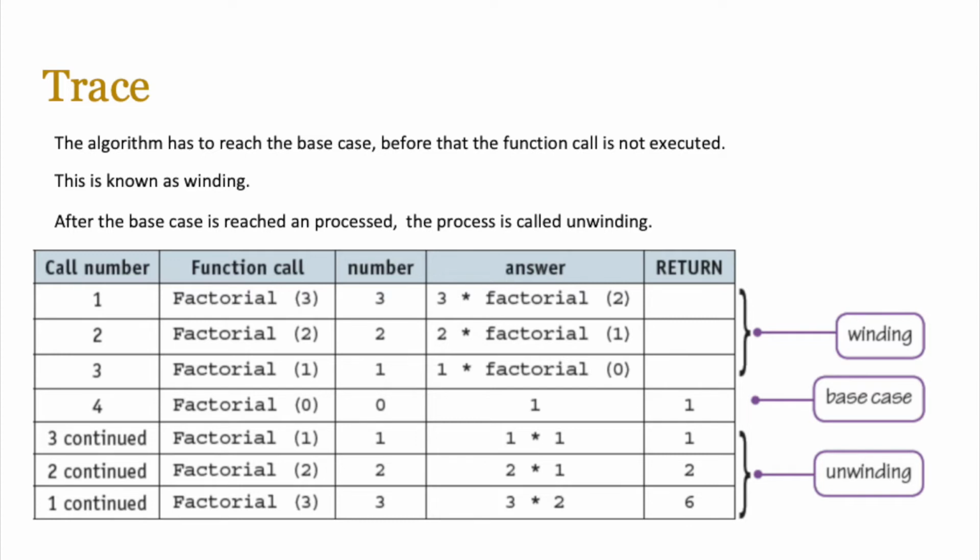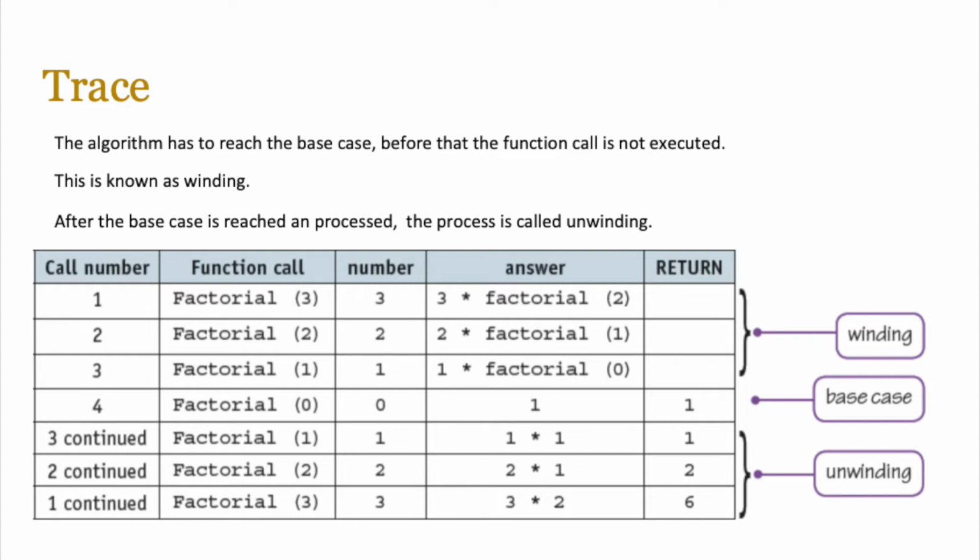So when we're looking at our factorial 3, the number is 3. The first call is 3 times factorial of 2, which is n minus 1, which is 3 minus 1. But we don't return anything because we need to work out factorial 2 first. So the second call is factorial 2, which then becomes 2 times factorial of 1. Same process, we wind it up further. Call number 3, factorial of 1. Answer is 1 times factorial of 0.